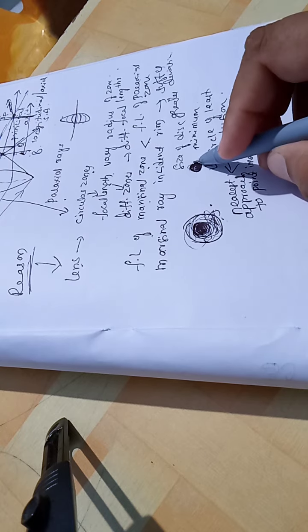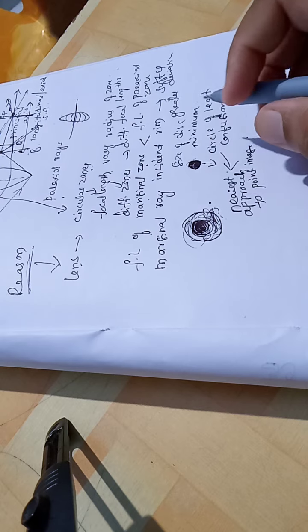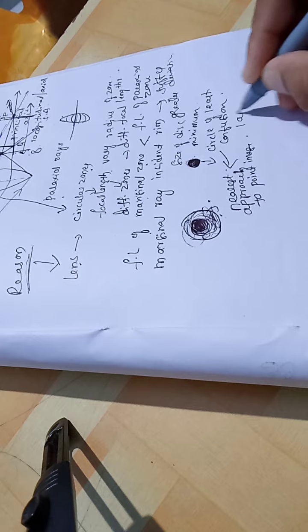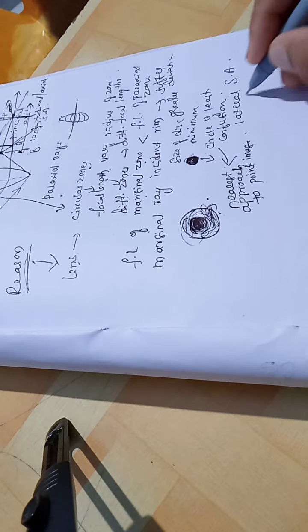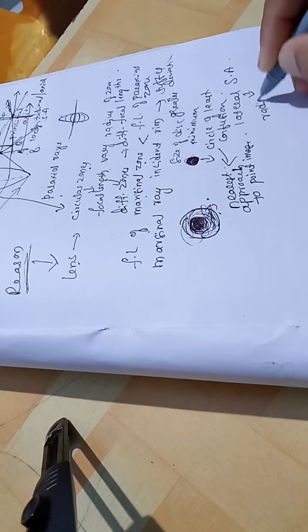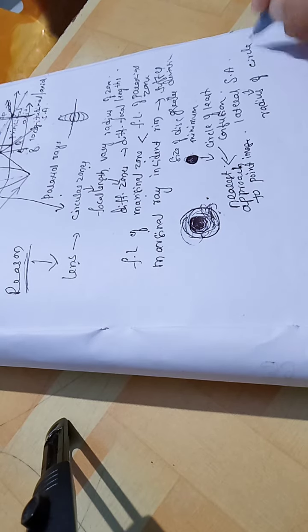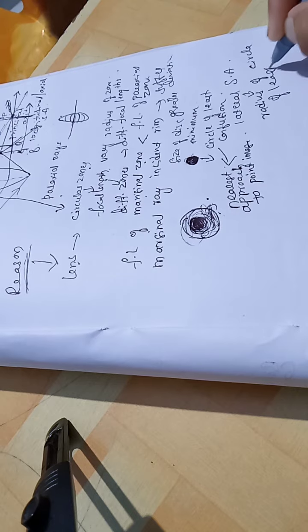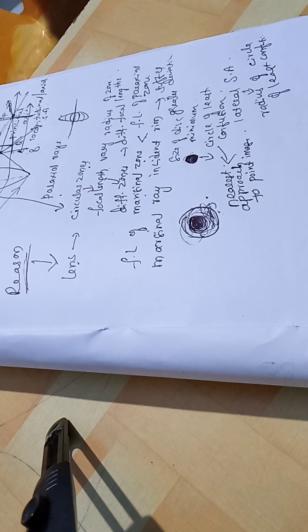Now the radius of the circle of least confusion, we call it lateral spherical aberration. The radius of the circle of least confusion, we call it lateral spherical aberration. So this is about spherical aberration.